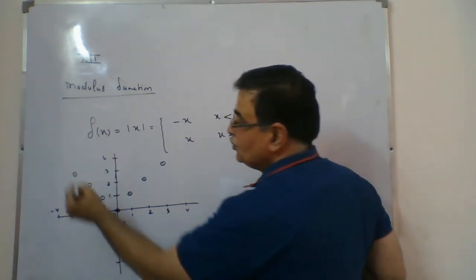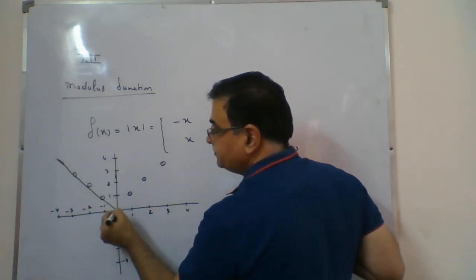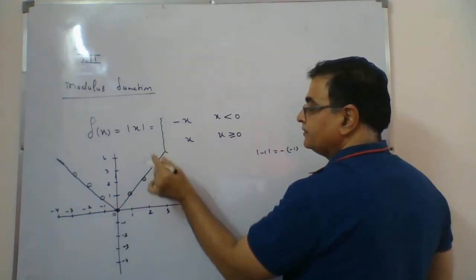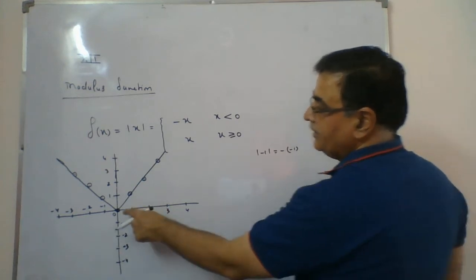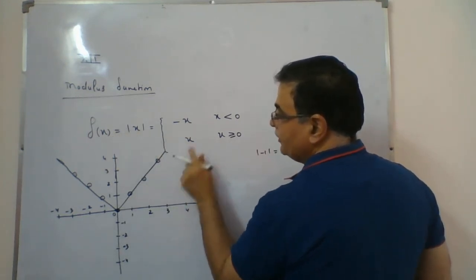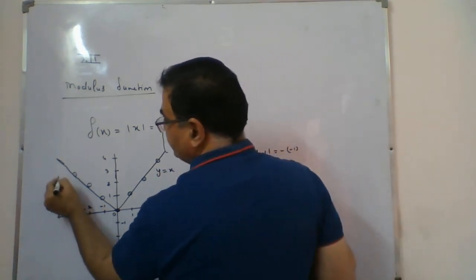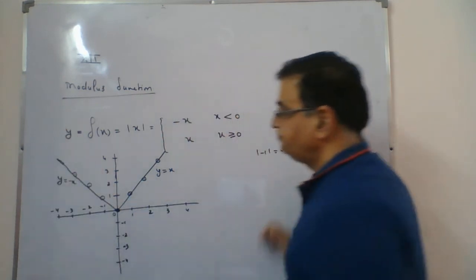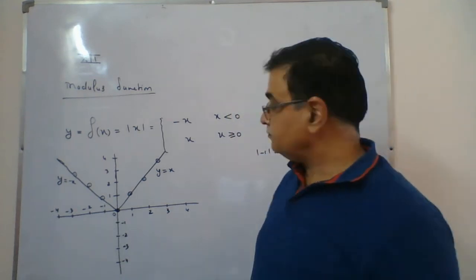So now when you join it, you will get a straight line from this side and another straight line this side. This line we will say is the positive side, so this says f(x) is equal to x, or I should say y is equal to x line, and this will be y is equal to minus x, because this is your y. So this will be the curve we are going to get here.